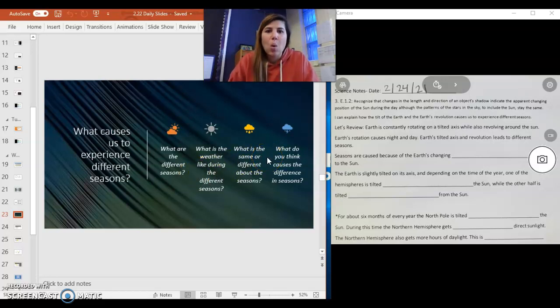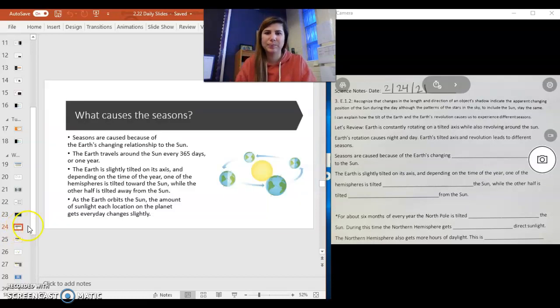And then lastly, what do you think causes the difference in seasons? So why do we experience these different climates during different seasons? So why do we experience really hot weather in the summer, cold weather in the winter, and why are spring and fall kind of those in-between seasons? So just some questions to get us thinking about why we experience different seasons.